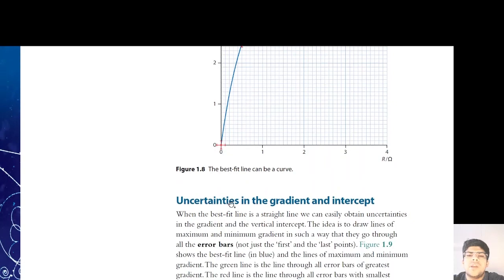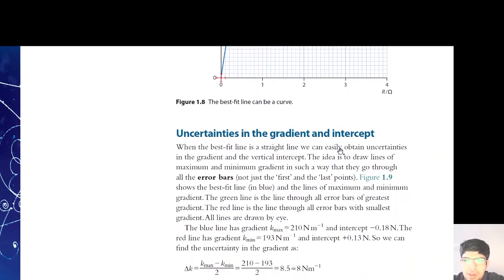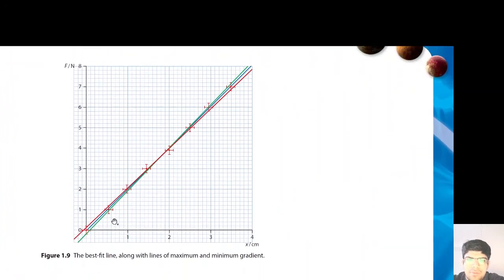Uncertainty in the gradient and the intercept. When the best fit line is a straight line, we can easily obtain uncertainties in the gradient and vertical intercept. The idea is to draw lines of the maximum and minimum gradient in such a way that they go through all the error bars, not just the first and the last points, like in Figure 1.9.